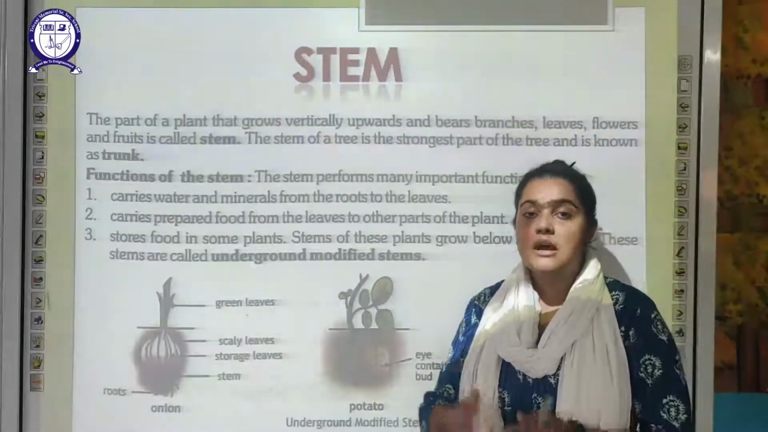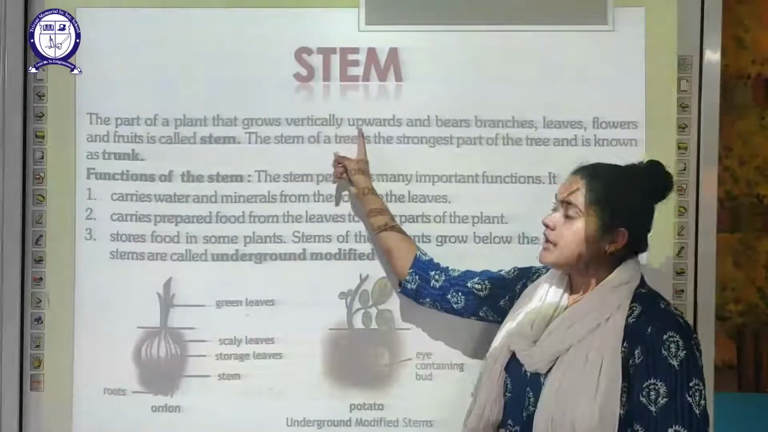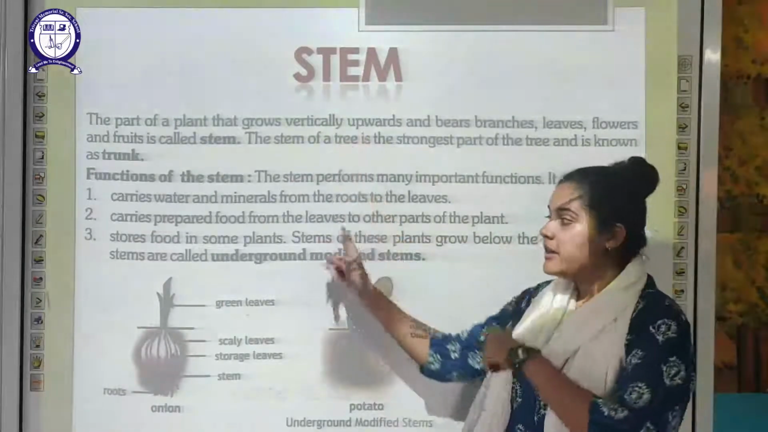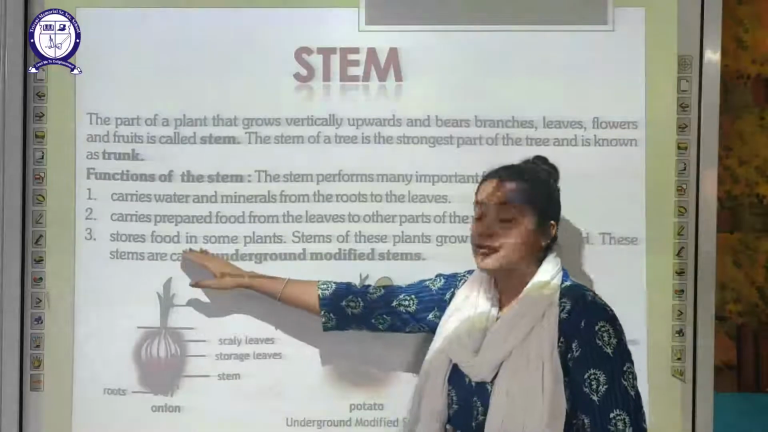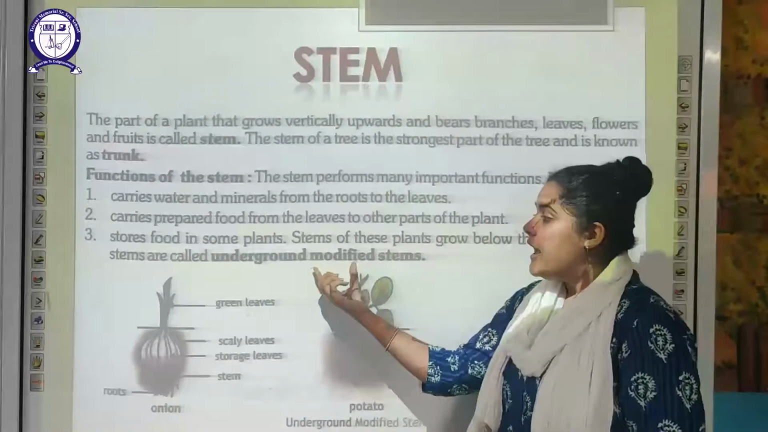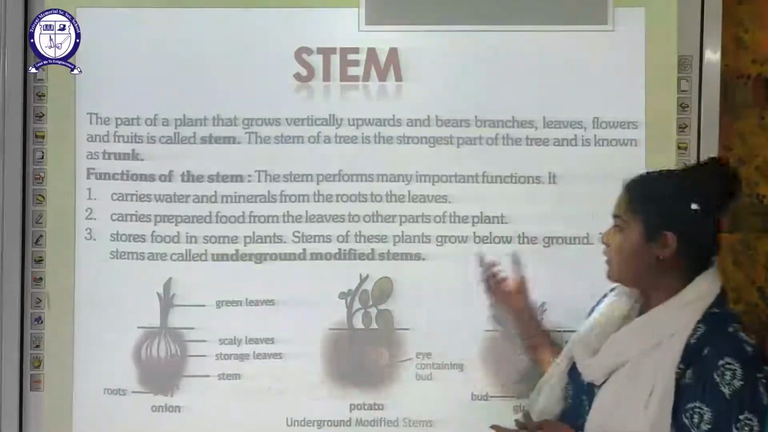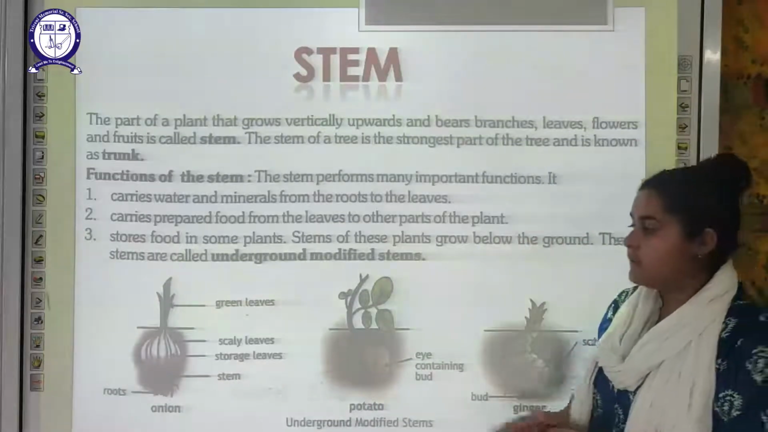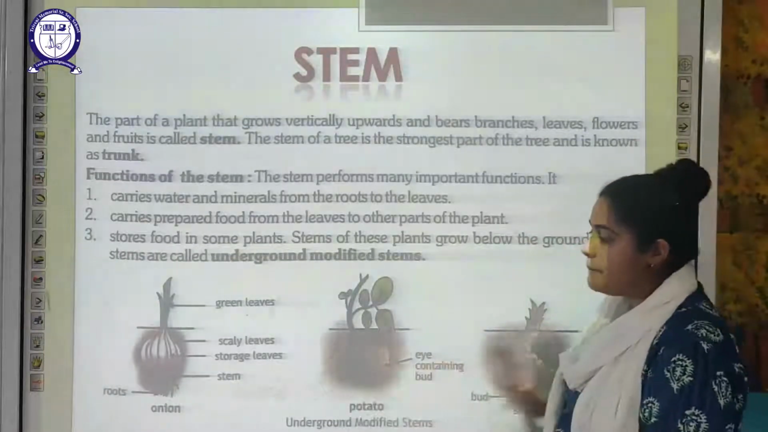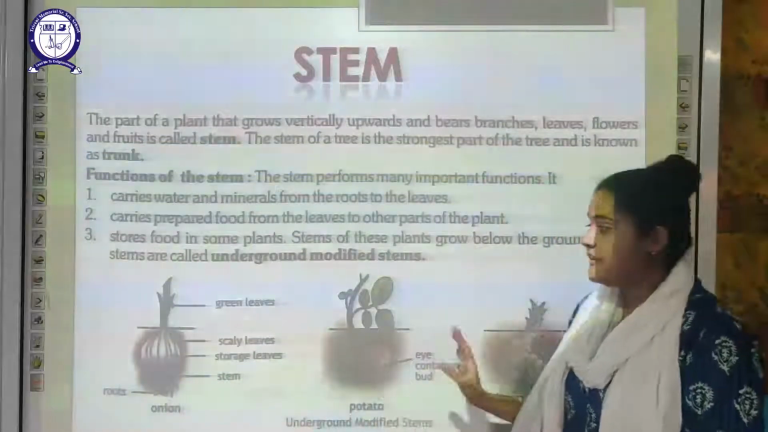Because as we have discussed, the stem part will grow vertically upward from the ground level, but there are certain plants in which the food is being stored in the stem part, and that can grow below the ground, below the surface of the ground. As you can see here, the various examples, these are underground modified stem parts.